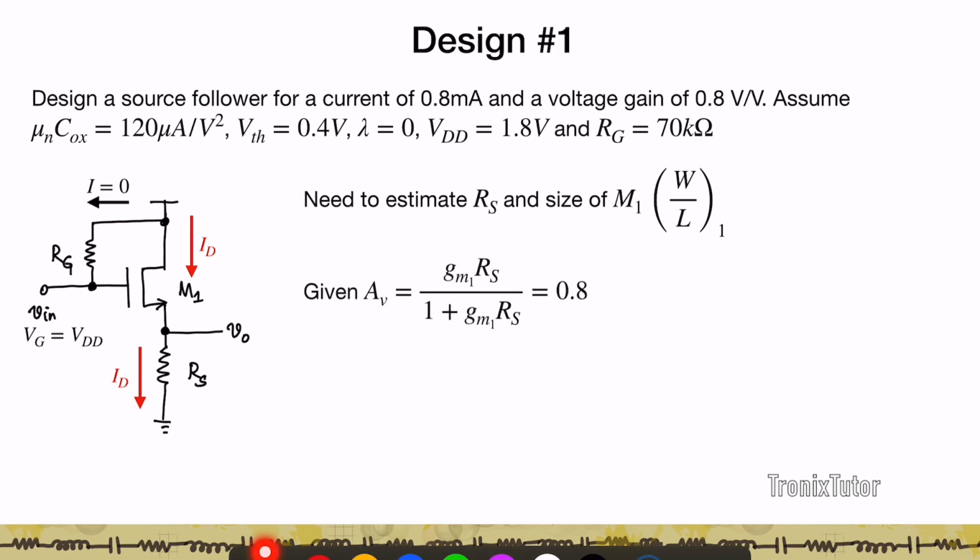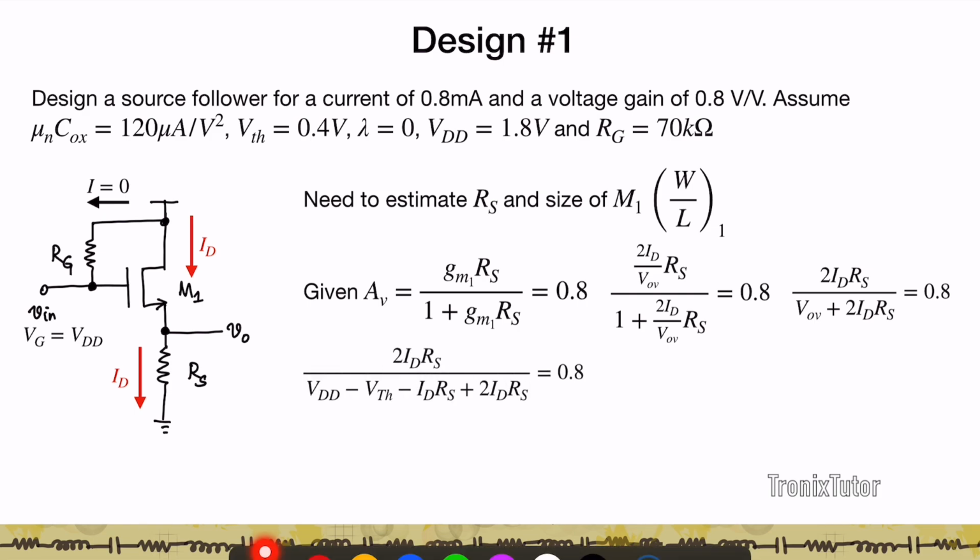Right? The first thing is you know that this looks like a source follower, and for a source follower with lambda equal to 0, R naught is infinity, so I can write this gain from V in to V out as GM1RS divided by 1 plus GM1RS, and that should be 0.8 volt per volt, right? And if I write GM1, let's assume that I have a DC current of ID that flows through the transistor, then 2ID by VOV is GM1. So I have 2ID by VOV into RS divided by 1 plus 2ID by VOV into RS should be 0.8. Or I have a relationship between IDRS and VOV. 2IDRS divided by VOV plus 2IDRS should be 0.8.